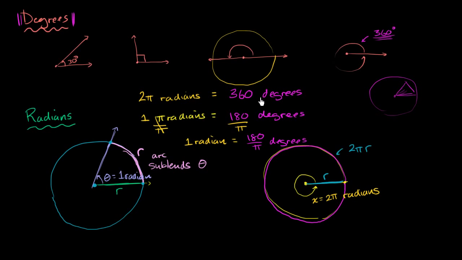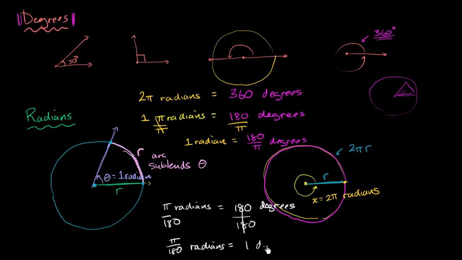Let's think about it the other way. If I were to have 1 degree, how many radians is that? Well, let me rewrite this thing over here. We said pi radians is equal to 180 degrees. So now we want to think about 1 degree. So let's solve for 1 degree. We can divide both sides by 180. We are left with pi over 180 radians is equal to 1 degree.